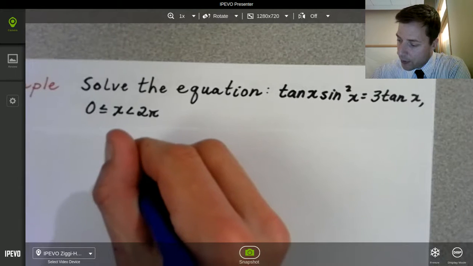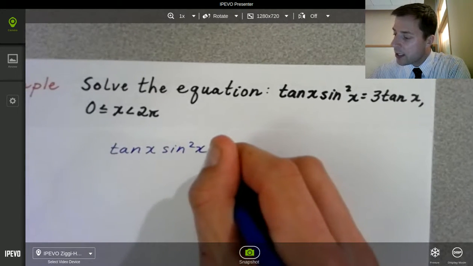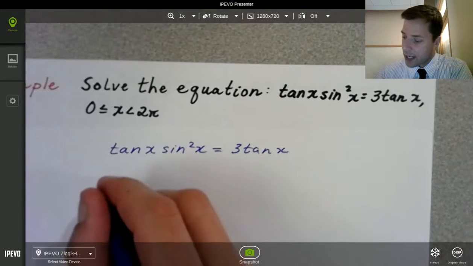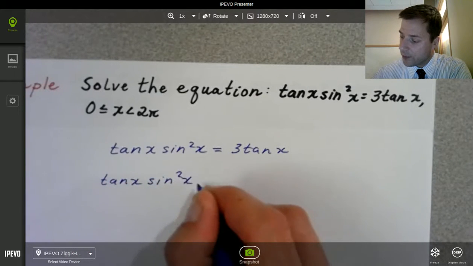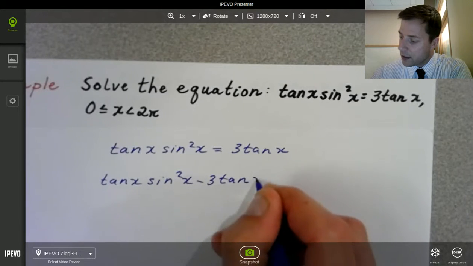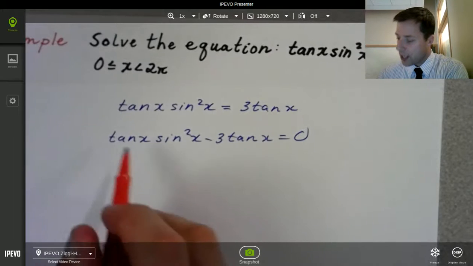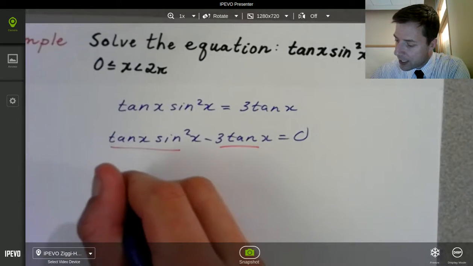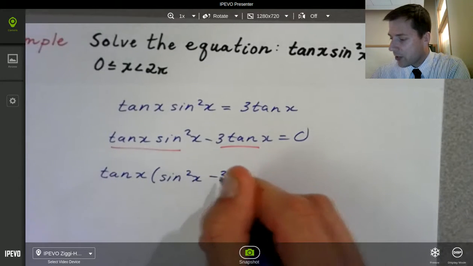So let's go ahead and rewrite our problem. Tangent of x sine squared of x equals 3 tangent of x. Let's get tangent on one side, so I'm going to subtract 3 tangents from both sides of our equation. So I get this. They're not common here. You have two terms, nothing in common besides a tangent. You can't combine, they're not like terms. So what I'm going to do here is factor out the tangent.